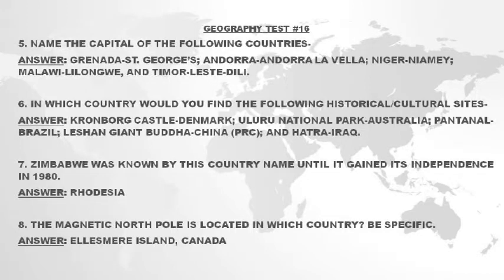Question 6. In which country would you find the following historical cultural sites? And the answers are: Kronborg Castle is in Denmark. Uluru National Park is in Australia. Pedernal is in Brazil. Leshan Giant Buddha is in China, the People's Republic of China. And Petra is in the country of Iraq.